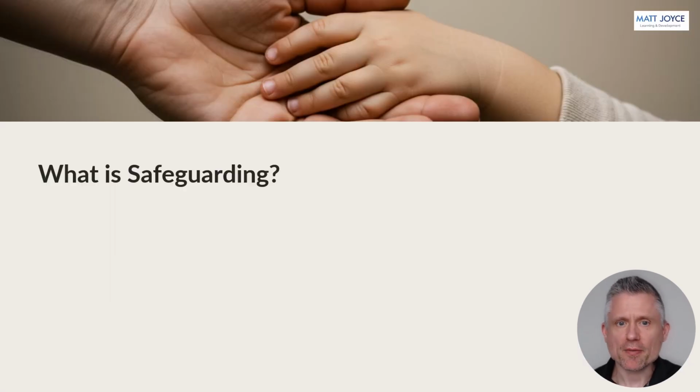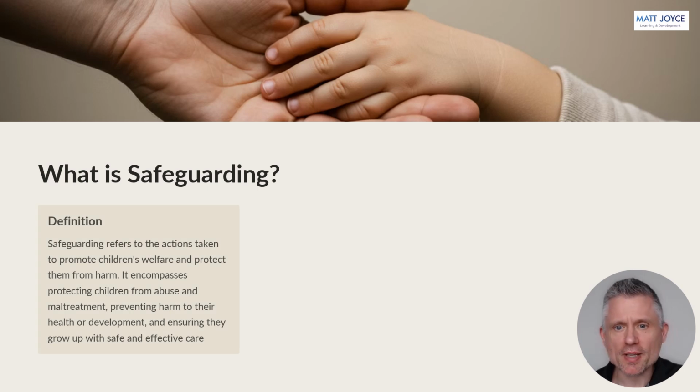So what is safeguarding? In terms of a definition, safeguarding refers to the actions taken to promote children's welfare and protect them from harm. It encompasses protecting children from abuse and maltreatment, but also preventing harm to their health or development, as well as ensuring that they can grow up with safe and effective care.